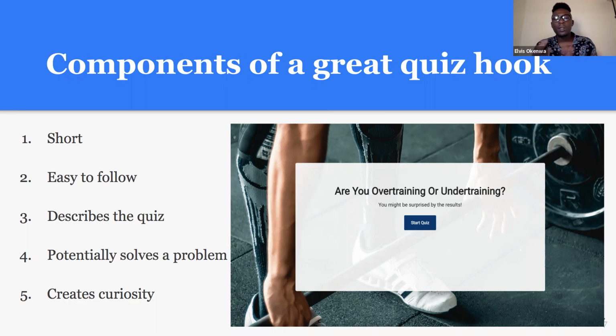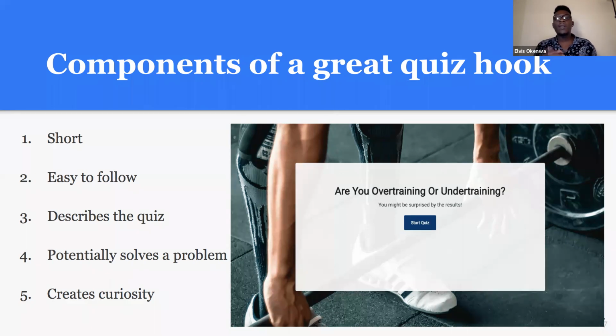Now if you look at those quiz titles, they are short, they're easy to follow. They describe the quiz. So if you take this quiz, are you overtraining or undertraining, going through the questions, you're going to see it relates to your daily training regimen, okay? And that way it describes the quiz. In the results, you're going to see if you're overtraining or undertraining, all right? It potentially solves a problem. Okay, so if you're thinking, am I overtraining or undertraining? You see a quiz like this, you take it. At the end, you get to see, are you overtraining? Are you undertraining? And you get to see preferred solutions or next steps or what you can do. Okay, so it potentially solves a problem.